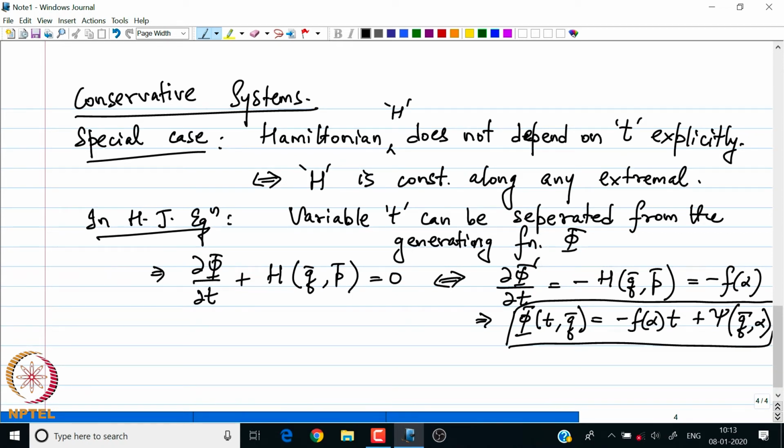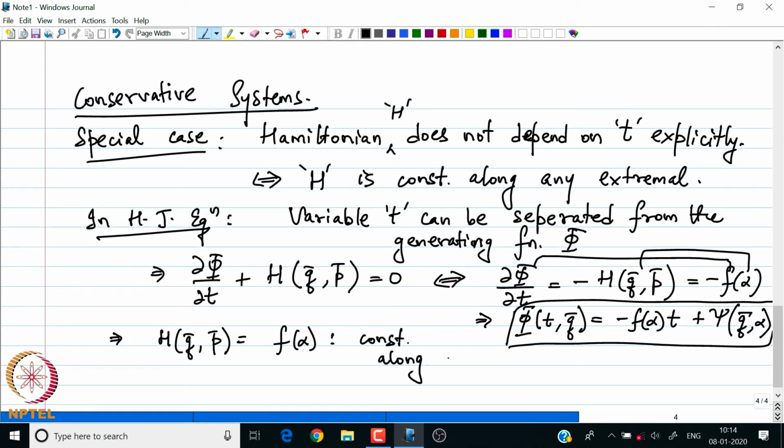So, we have solved for this relation. Now, also notice this relation. The second relation implies that h of q comma p is f of alpha, right. So, the Hamiltonian is constant along the extremal q bar, where q bar is the extremal. So, this is constant along the extremal q bar of t comma alpha comma beta.